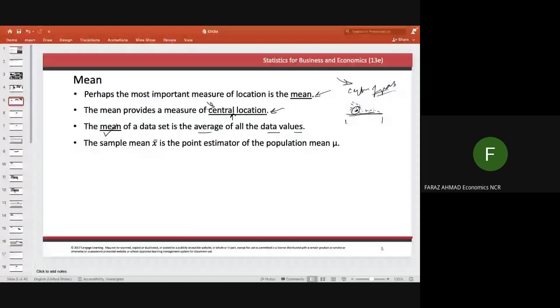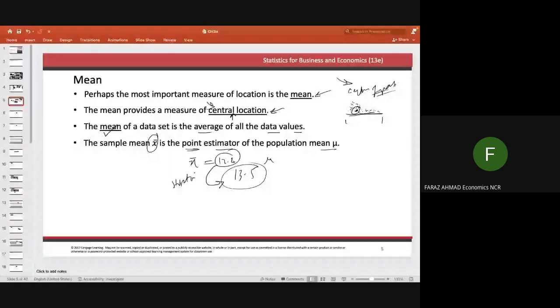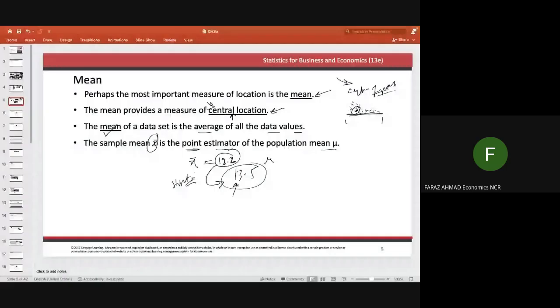Basically, if we take the average of all the data values, we call it a mean, right? And we use x bar for notation, and it is a point estimator in the sense that it is a number like 12.2, and it is an estimator of the population mean mu. So the population mean might be 13.5 and our sample mean might be 12.2, but it is an estimator of 13.5. So that's what statistics is all about. We have a sample mean of 12.2, and we don't know that the population mean is 13.5, but we will use this sample mean and we'll be able to say something about the population mean. So that's what statistics does, right?